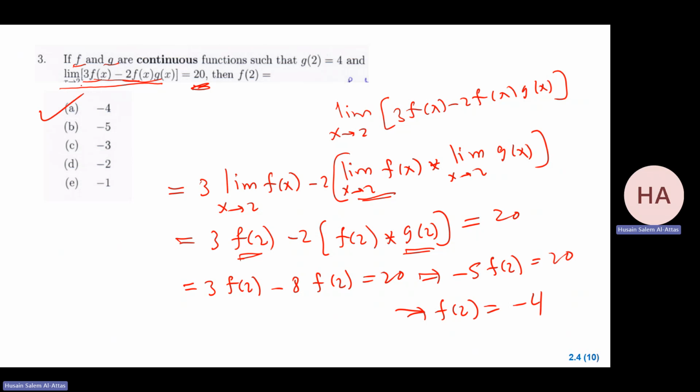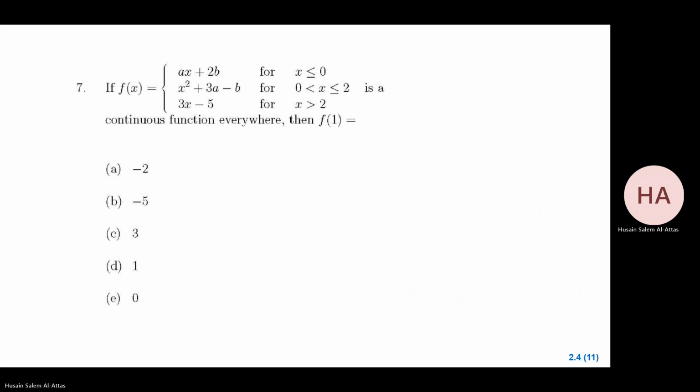Why can I distribute the limit? Because it's continuous. This is continuous, and he wants f at 1. Actually, he wants a and b, and then you can find anything you want. Okay, so I need to check. These are continuous functions, smooth functions, no problem. So I need to check 0 and 2. The function should be continuous at these two values, 0 and 2.